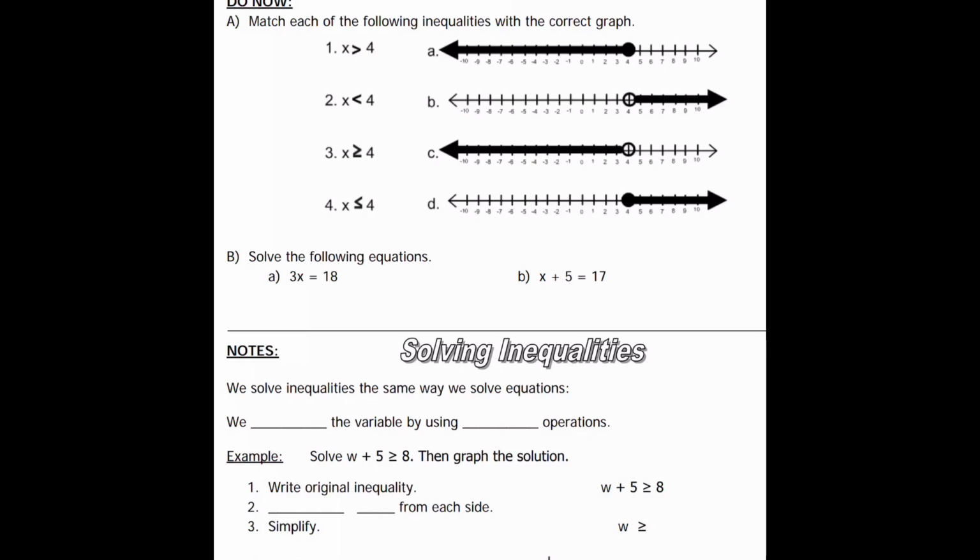Alright, let's go over the do now. A. Match each of the following inequalities with the correct graph. Number 1, x is greater than 4. Using process of elimination, the greater than symbol means I must have an open circle, so that can't be A or D. And a greater than symbol means a ray pointing to the right, which must be letter B.